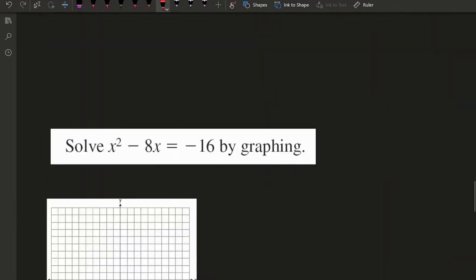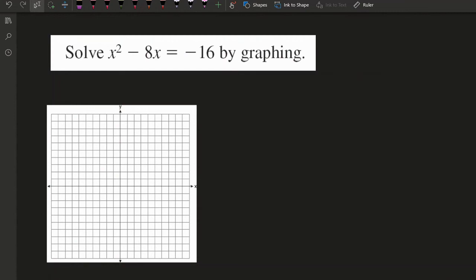Now, let's try another one. Solve x squared minus 8x minus 16 by graphing. Now, here's one. I want to show you a slightly different method. This one is entirely personal preference.